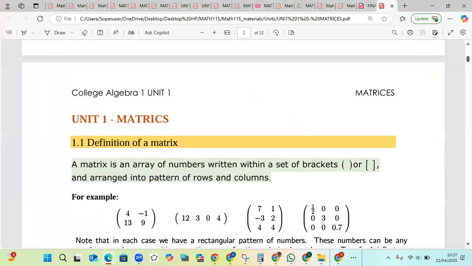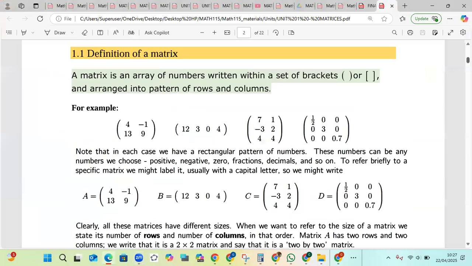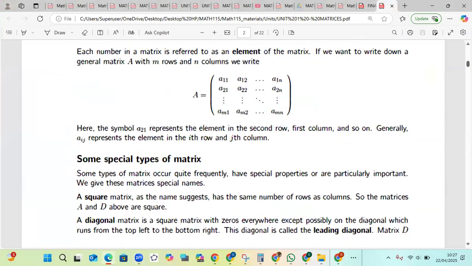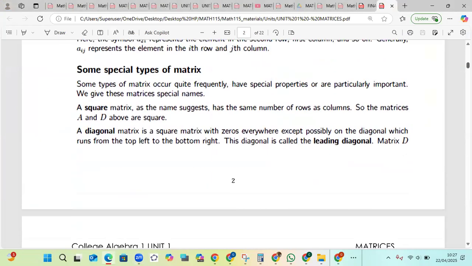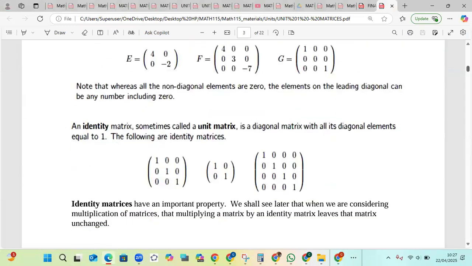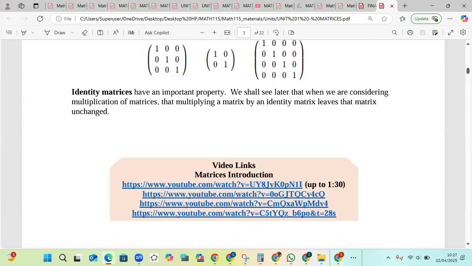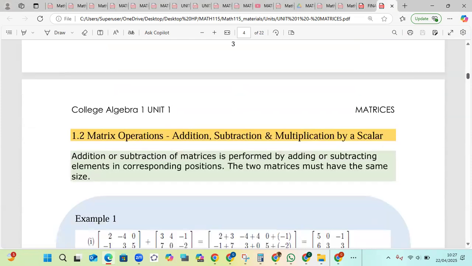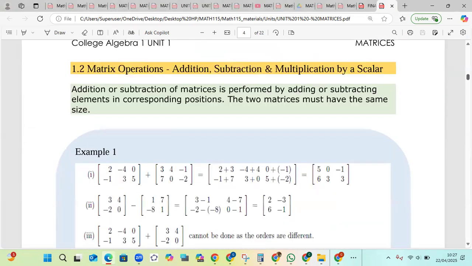And from page 2, it gives you the definition of a matrix and so forth, different types of matrices: square, diagonal, identity matrices. All right, matrix operations: addition, subtraction, and multiplication by a scalar.